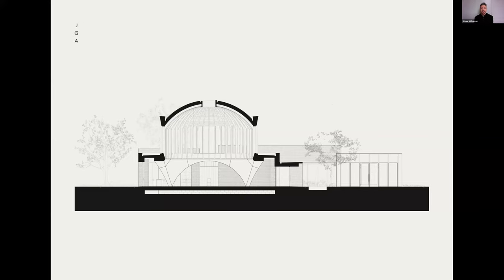And one of the standout innovations, I suppose, is the low carbon alternative to air conditioning that we used. So beneath both the congregation spaces, we designed two shallow basements.